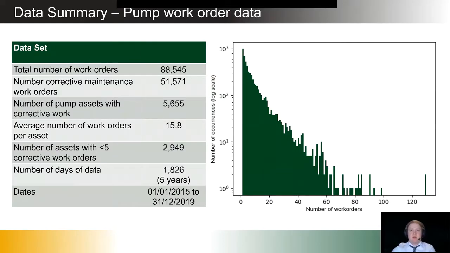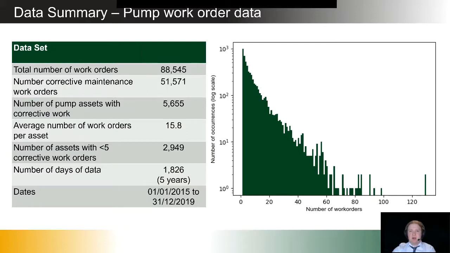First, let's talk about the data I was supplied with. In total, we have 88,545 work orders spread across 5,655 assets. Around 58% of these work orders are for corrective maintenance, which was the only work order type that I'm looking at today. The work orders come from a 5-year time period between 2015 and 2019.